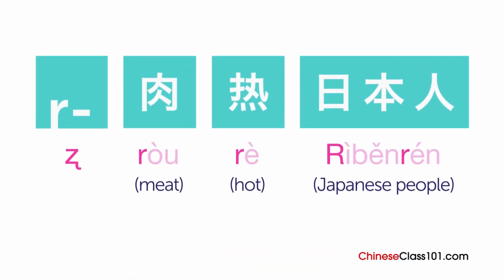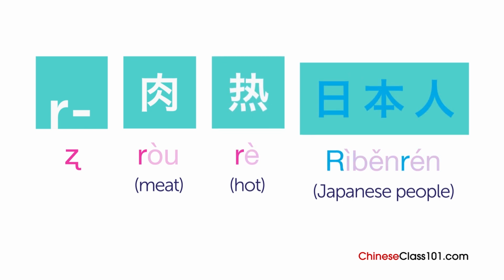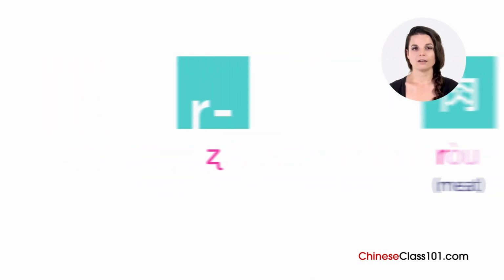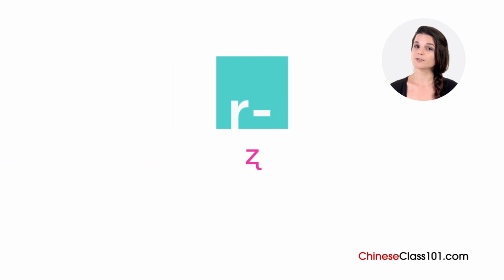The next consonant is r, 日肉热日本人. This is identical to the previous sound. The only difference is that this consonant is voiced, meaning that you should feel vibrations coming from your throat. It almost sounds like a mix of an R sound and a Z sound. Listen to how Yinru pronounces this sound.